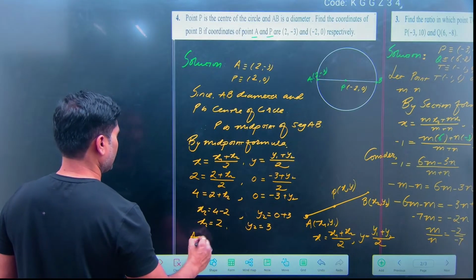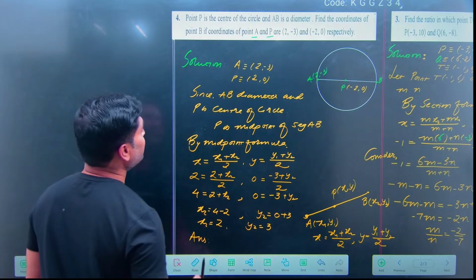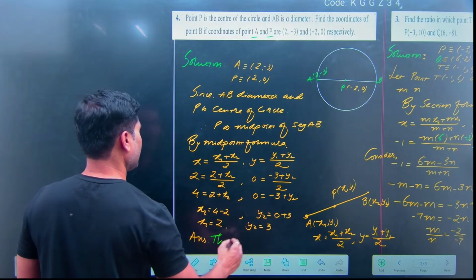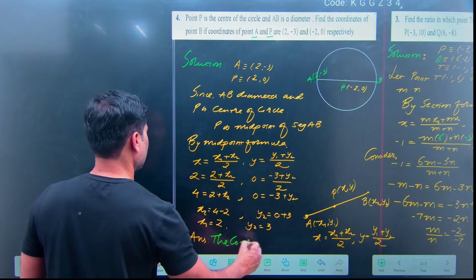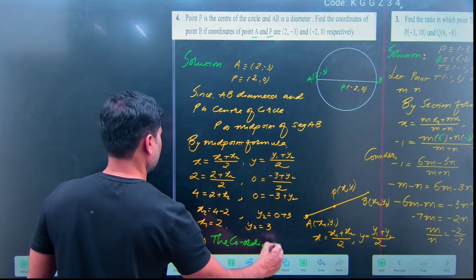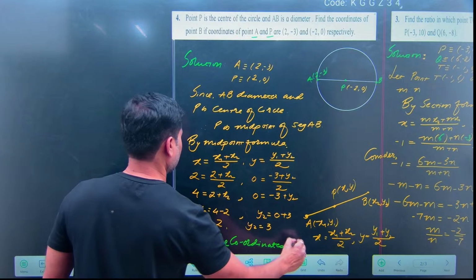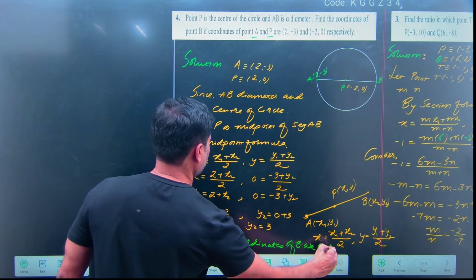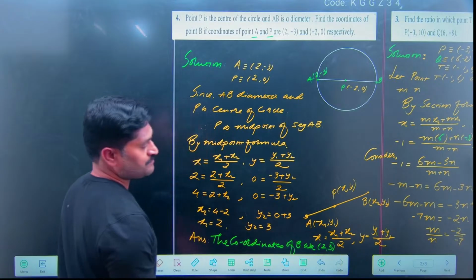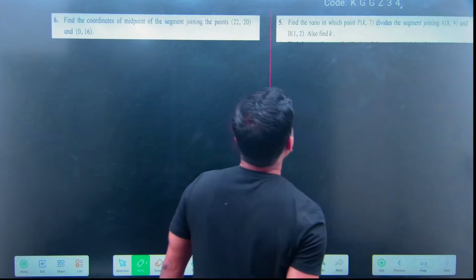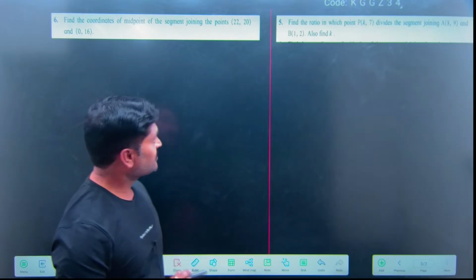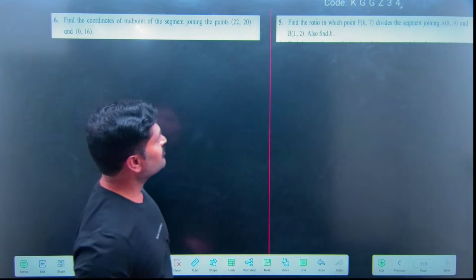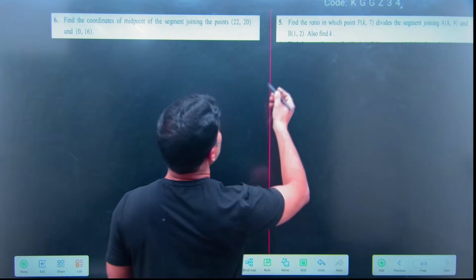So we have to write again in the answer, the coordinates of point B are 2, 3. So let's go with sum number 5 and sum number 6. We will be taking up to sum number 6 only in today's lecture.